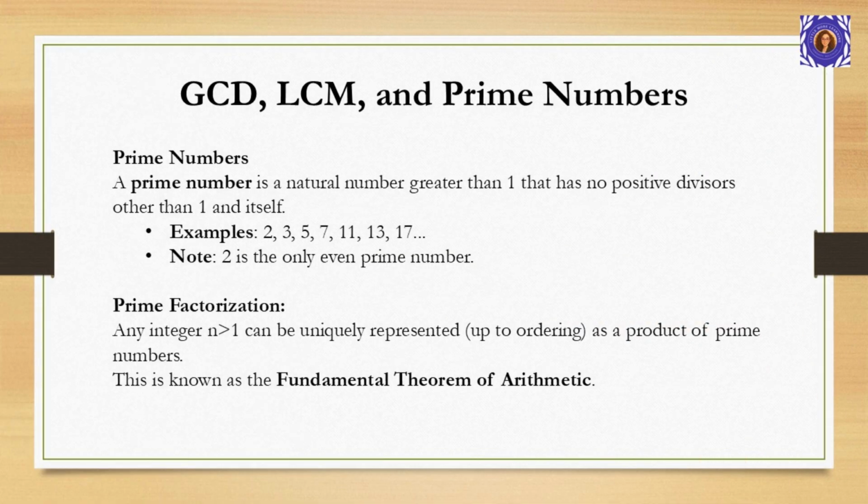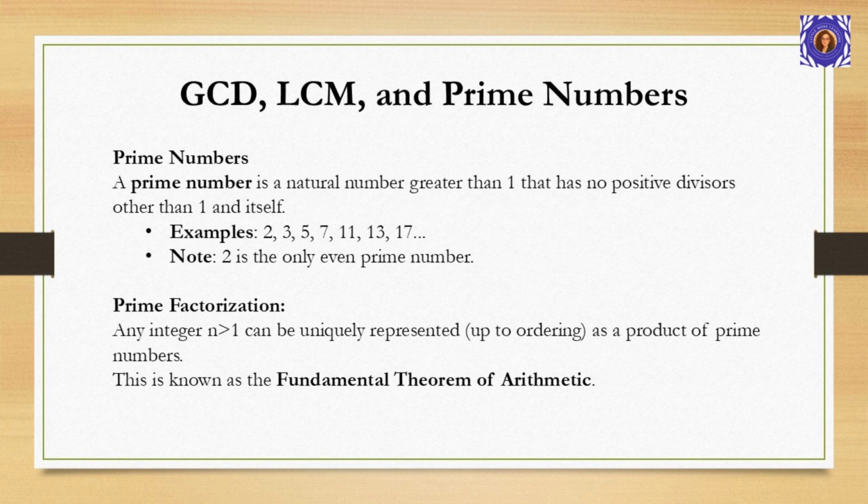Let's begin with prime numbers, the building blocks of all integers. A prime number is a natural number greater than 1 that has no positive divisors other than 1 and itself. The first few primes are 2, 3, 5, 7, 11, 13, 17, and so on. Here's an important fact: 2 is the only even prime number. Why? Because any other even number is divisible by 2, which violates the definition of a prime.